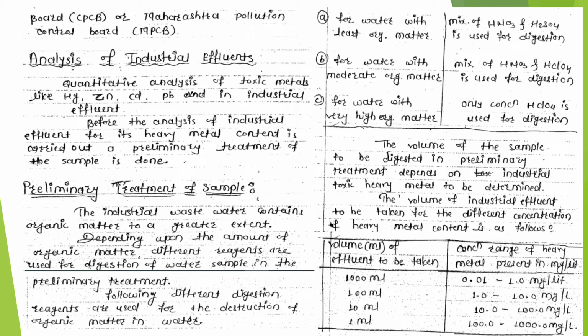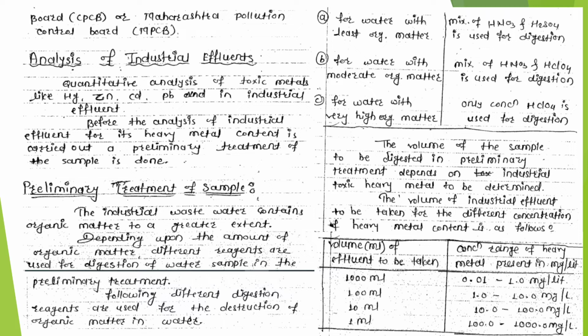So these are the different types of reagents used, depending upon the amount of organic matter present in the given industrial effluent. For a lesser amount of organic matter, we use a mixture of HNO3 and H2SO4 for the digestion. For a moderate amount of organic matter, we use a mixture of HNO3 and HClO4 for the digestion. And when a very high amount of organic matter is present, then only HClO4 is used for the digestion. So this is about the preliminary treatment.